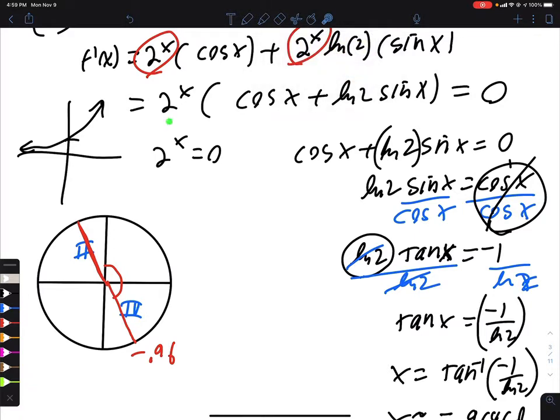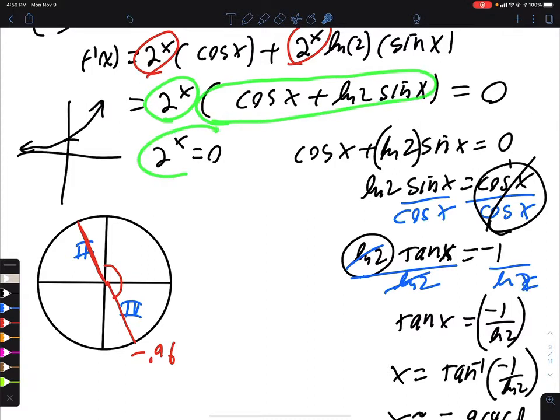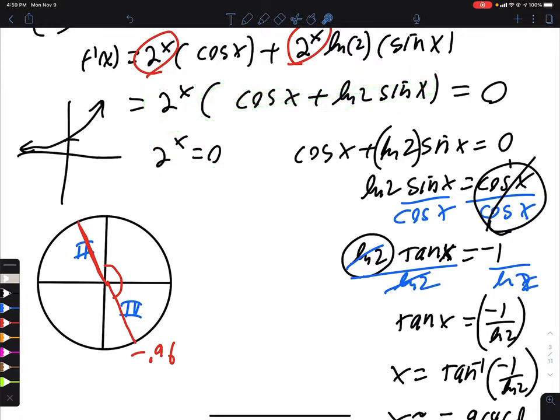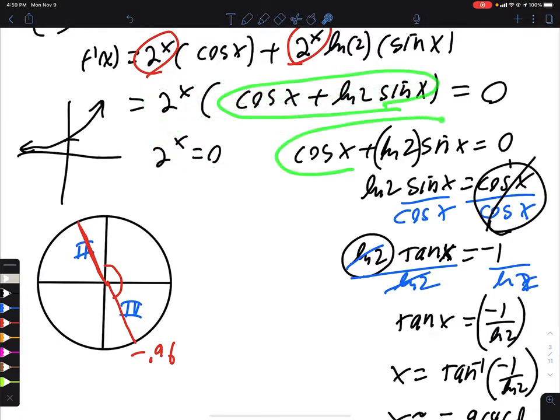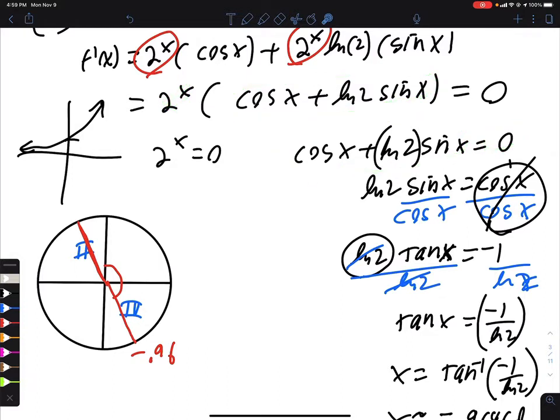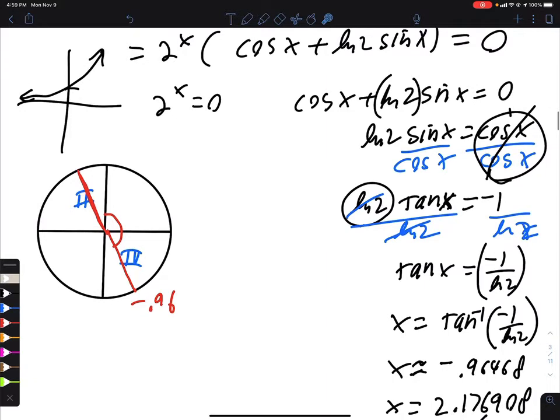So we have two factors. When the first factor is 0, it doesn't matter what the second one is. 0 times anything is 0. And similarly, when the second factor is 0, it doesn't matter what the first one is. 0 times anything is 0. So here we have the two equations we're going to work with.